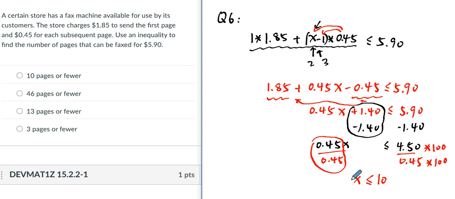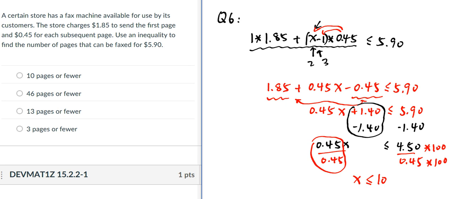Okay. So here will be the one right here, the first choice. And also here, if you do 450 divided by 45, you also get 10. So that's the answer we got.